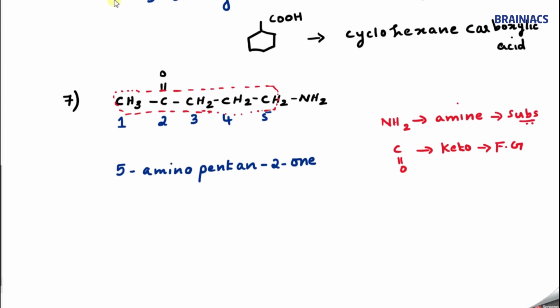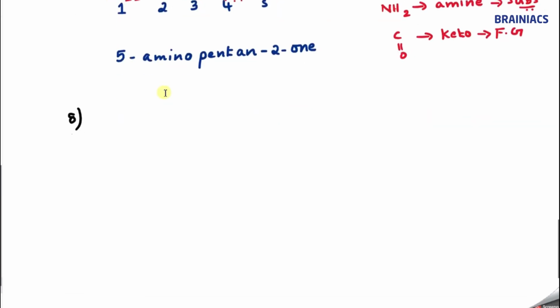You can just take a snapshot and place it in your doubt clearance group, so it becomes easy for you. Okay, so let's see the next question. Let me introduce you to the next question.